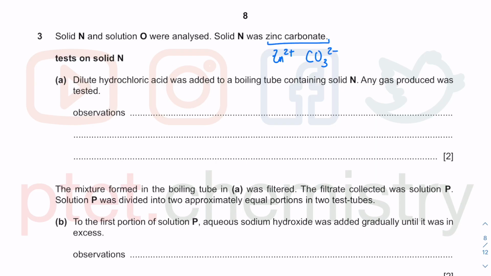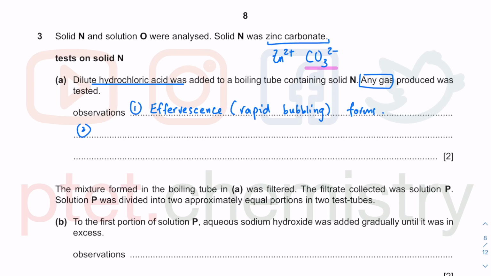So for this test on solid N, we're going to add some dilute acid. The acid is going to react with the carbonate, because the test for carbonate is just adding dilute acid, and then you will get effervescence. We're going to test for any gas produced as well. So number 1, we will get effervescence. Effervescence basically means rapid bubbling, which means a lot of bubbles. This indicates gas. So that is your first observation.